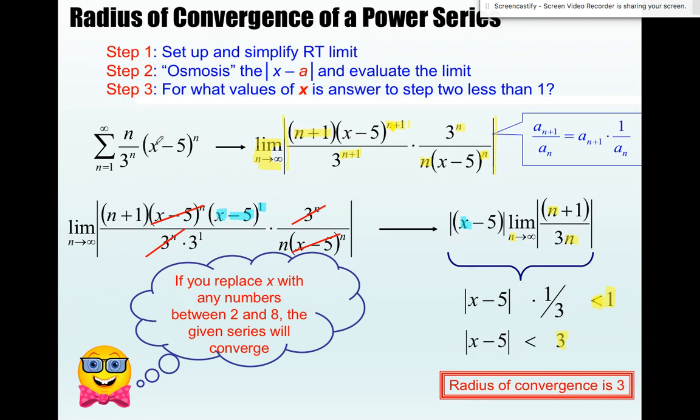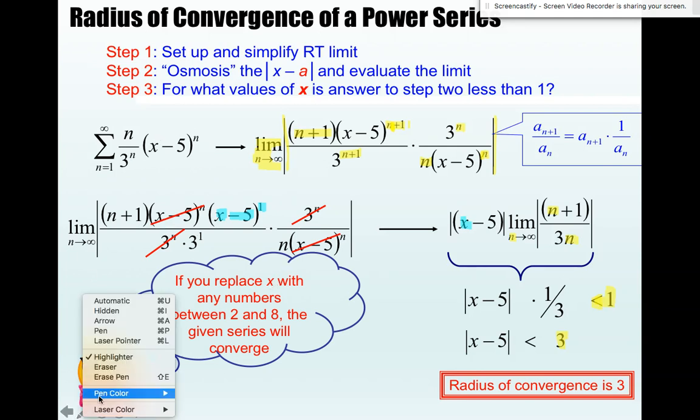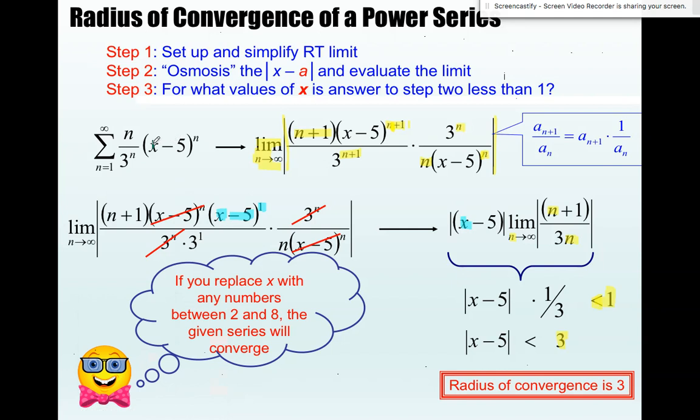If you replace this x with any number strictly between, so don't you dare use 2 and don't you dare use 8, but you can use 1, replace x with 1, you have a numeric series that you don't have to test, bam, you have a convergent numeric series. Replace x with 7.99999, bam, you have a numeric series and it's convergent without having to test it. How many infinite numeric series do you have?